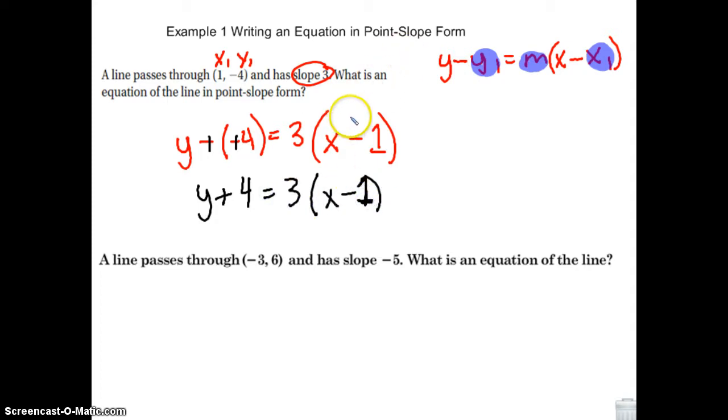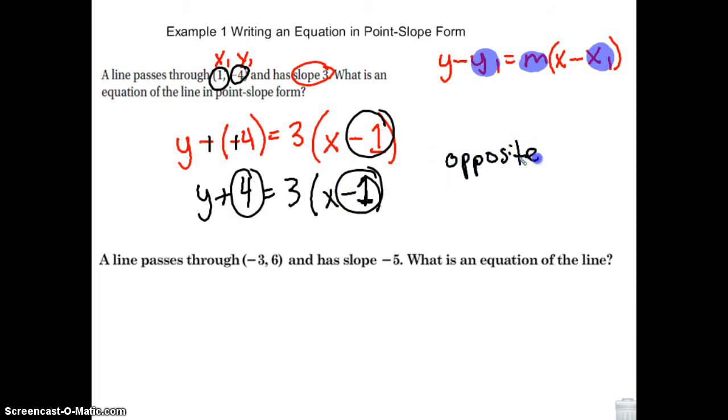Now, if you look at this part right here and right here, so the negative 1 and the 4, notice what were our points before? A negative 4 and a positive 1. So see how they are opposites? So when you write your ordered pairs in point slope, they're going to be the opposites of what they were in the original problem. I want you to try this problem on your own. Pause the video. When you're ready, click play, and I'll walk you through that problem.